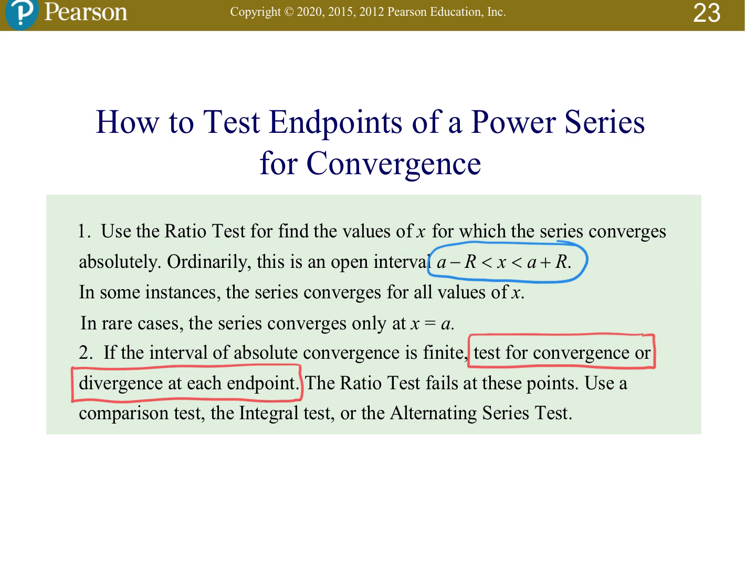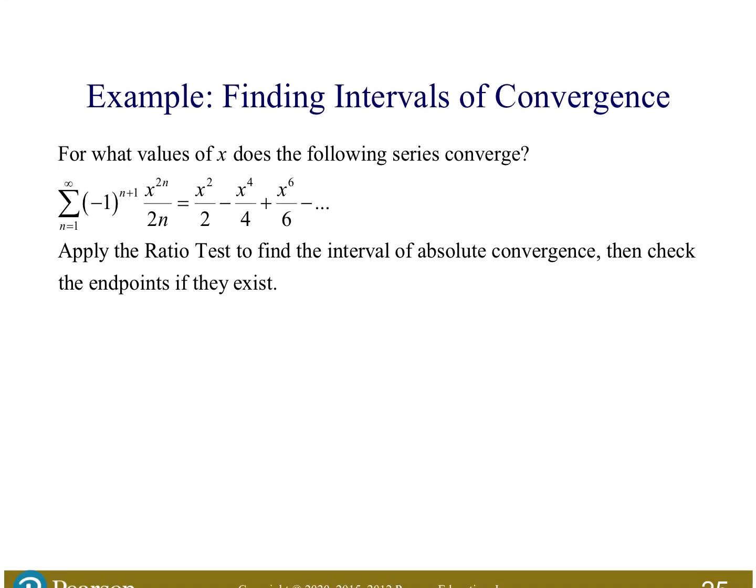And then we'll know if the endpoints are going to include the little equal bar too or not. It'll either be greater than or equal to, or less than or equal to, or not. So let me show you how that works.